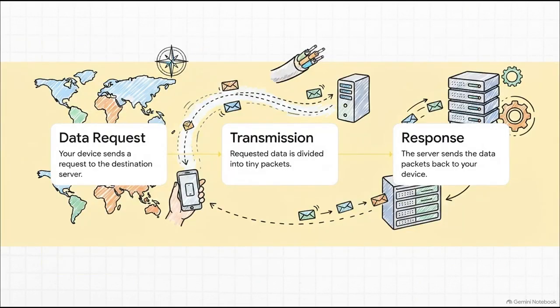This whole global journey really breaks down into 3 core steps. First, the data request, where your device figures out exactly where it needs to go and asks for the info. Second, the transmission. That's the rapid cross-world transit to a distant server. And third, the response, where the server chops up the requested data and fires it right back to you. Let's break down exactly how this all plays out.